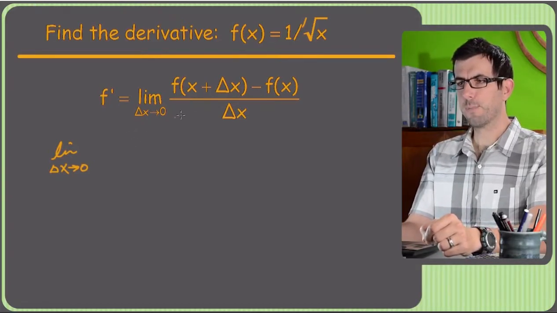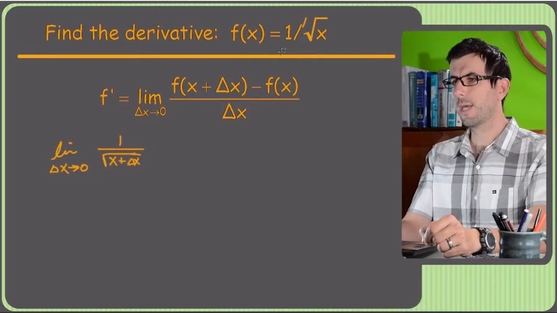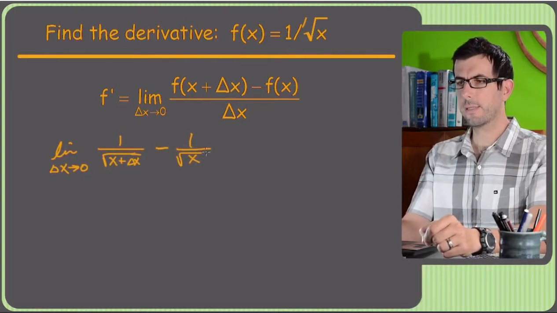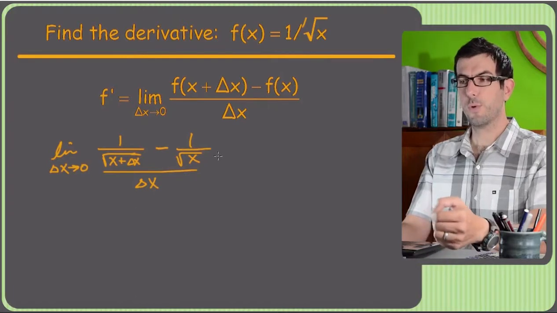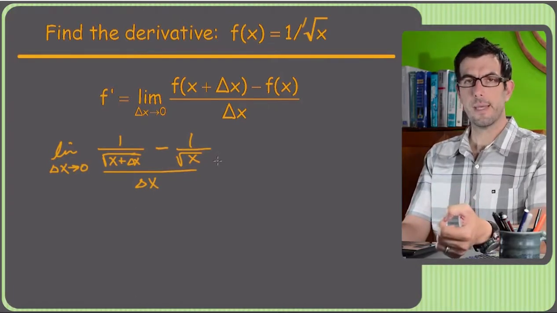Okay, so f of x plus delta x, not too bad: 1 over square root of x plus delta x. Then we have to take away f of x, so minus 1 over square root of x, and all that's over delta x. Plugging in isn't the hard part on this one, and it often is not. What's hard is getting these things right.